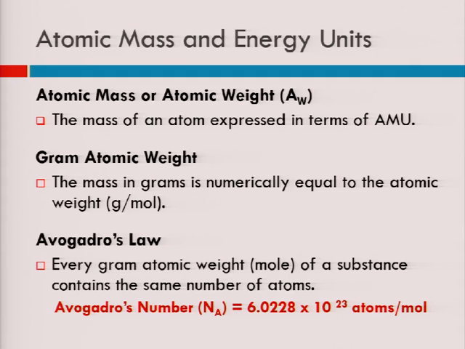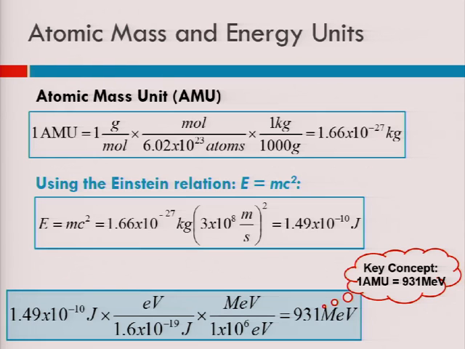All right, so the atomic mass unit is the mass of an atom expressed in AMU. The gram atomic weight is the mass in grams, and it's numerically equal to the atomic weight, and that's in grams per mole from basic chemistry. And then Avogadro's number, 6.02 times 10 to the 23rd atoms per mole. And so we're going to do a couple of conversions looking at, for different elements, what these numbers look like when we do some calculations.